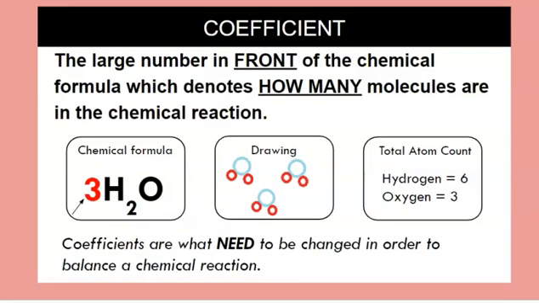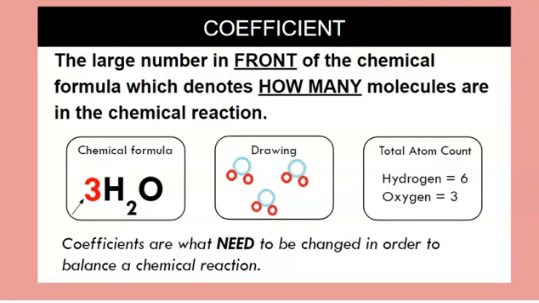The coefficient, on the other hand, is the large number in front of the chemical formula, which tells how many molecules are used in the chemical reaction. So in the chemical formula 3H2O, we have 3 molecules, and each molecule contains 2 hydrogens and 1 oxygen, for a total of 6 hydrogens and 3 oxygens. Notice how we took the coefficient and multiplied by the subscript to get the total number of atoms.